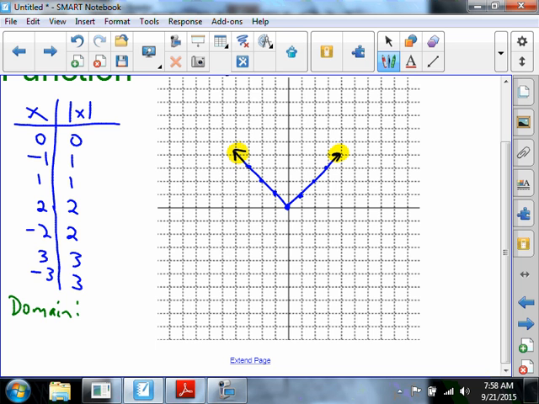So what we'll say about the domain is the domain goes from negative infinity to infinity. The domain is all the x's that are between negative infinity and positive infinity. Okay? The domain is all real numbers. There's no restriction whatsoever on the domain of this. So the domain is all real numbers. Goes from negative infinity to positive infinity.